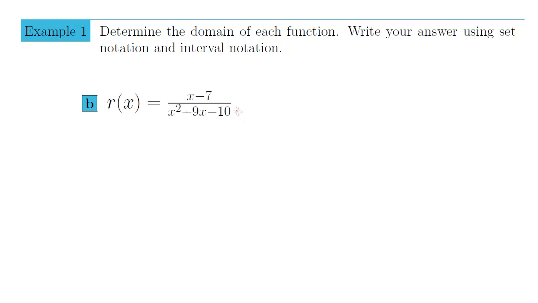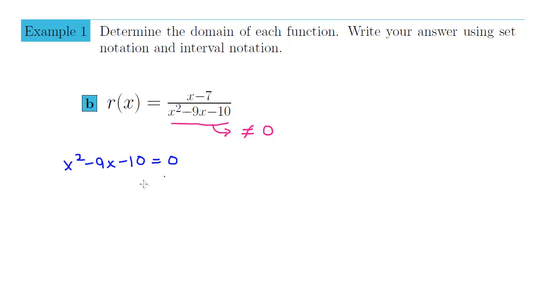So our job is to figure out where it's undefined, and that comes by setting our denominator equal to 0. Because we don't want the denominator to be 0, when it is, it'll make the expression undefined. So let's take our denominator, x squared minus 9x minus 10, and let's figure out where that is equal to 0.